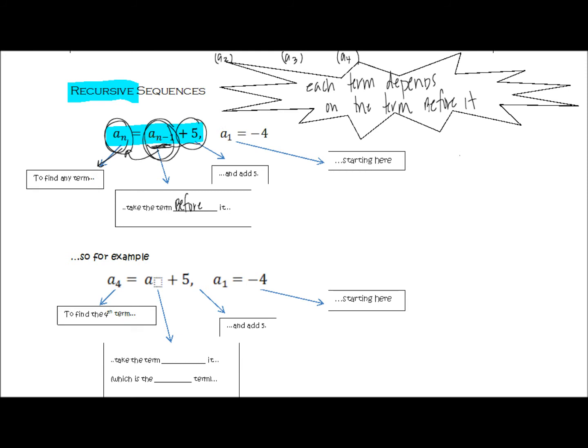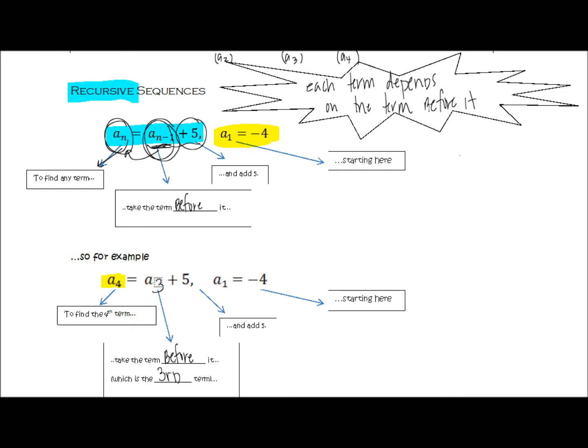Now, if it's always telling you to go back to the term before it, and go back to the term before that, and go back to the term before that, they have to give you somewhere to start. Another big red flag that you have a recursive sequence on your hands is that they will give you the first term. They have to give you a starting value. So, for example, if you're trying to find term a4 in this recursive sequence, all you would do is take the term before it. 4 minus 1 is 3. The term before the fourth term is the third term, term a3. And then you would add 5.